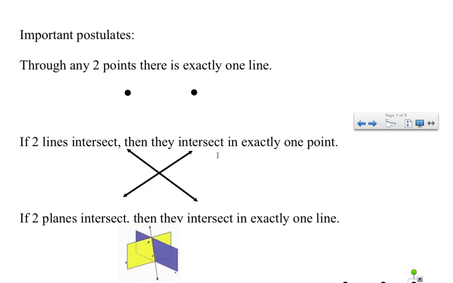So through any 2 points, there is exactly 1 line. So here's 2 points. Could you draw more than 1 line that contains both points simultaneously? And remember, a line by definition is straight. You can't have curvy lines in geometry. So that's just kind of accepted. You're like, yeah, there's only 1 line that could go through both of those.